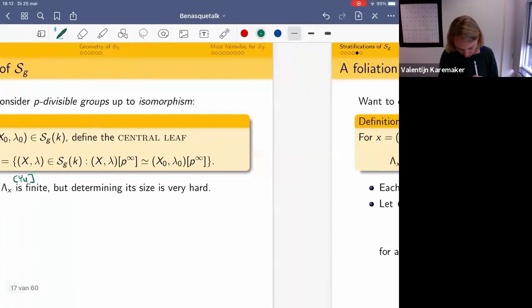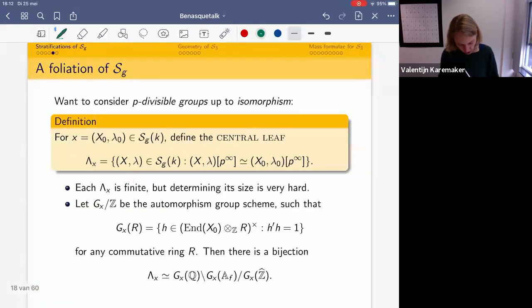And before I get to that question, I wanted to make another remark, which is that we can interpret this Λ_x also as a double coset. So here's how that works. We have the automorphism group scheme G_x for such a point x in the moduli space, such that over any commutative ring R, the points on it are the following sets. So these are all the automorphisms that satisfy this criterion here, which is really saying that it's stable under the Rosati involution.